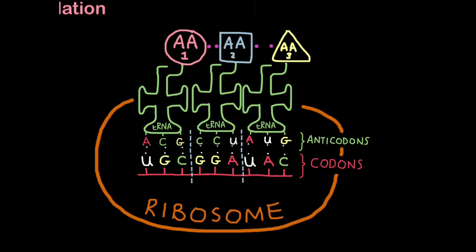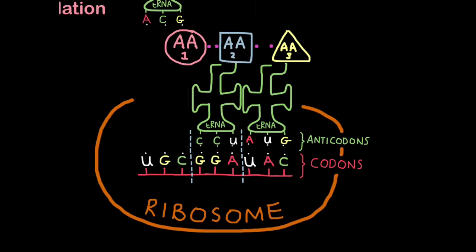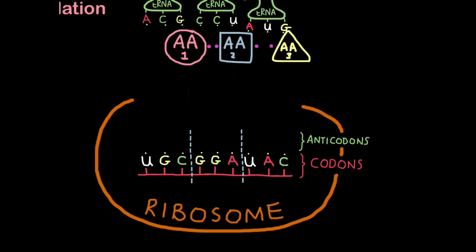What will happen next is the tRNA molecules will unattach from the amino acids and go off to collect more of the same type of amino acid. This is why I think of them like taxis, because they shuttle amino acids to and from the ribosome.